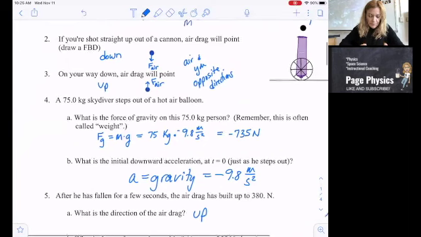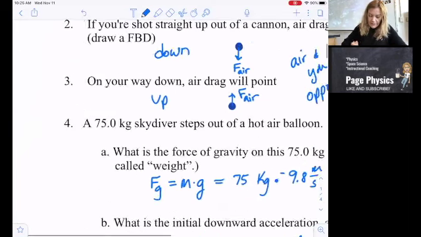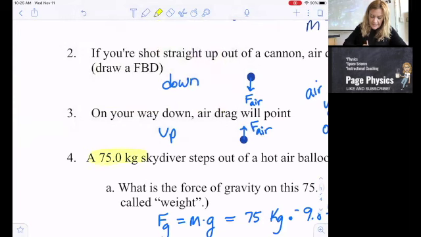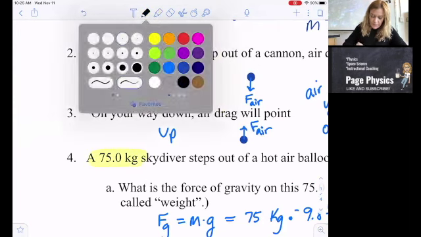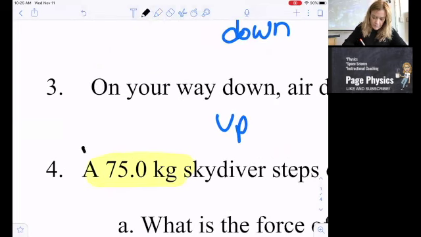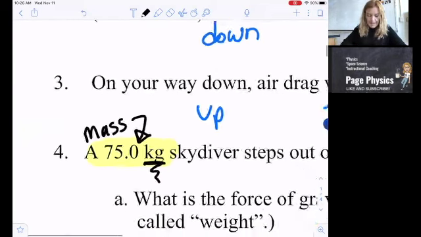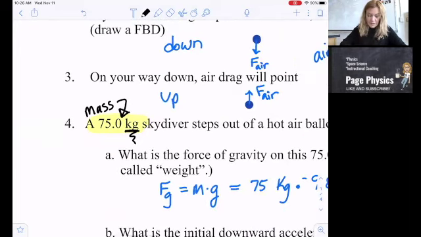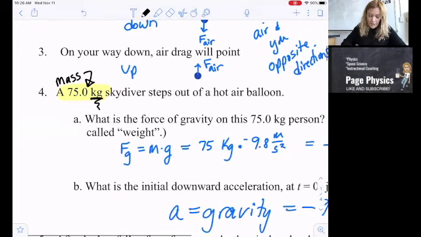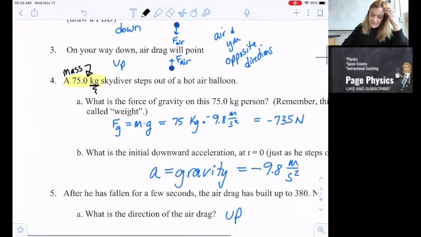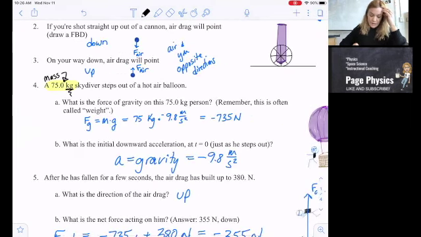All right, so number 4. We've got a 75 kilogram skydiver. This is the skydiver's mass, so maybe label that so that you've got it in your brain. That mass, of course, is always in kilograms. This is the mass, not the weight. Part A: what is the force of gravity on this 75 kilogram person? This is often called weight.